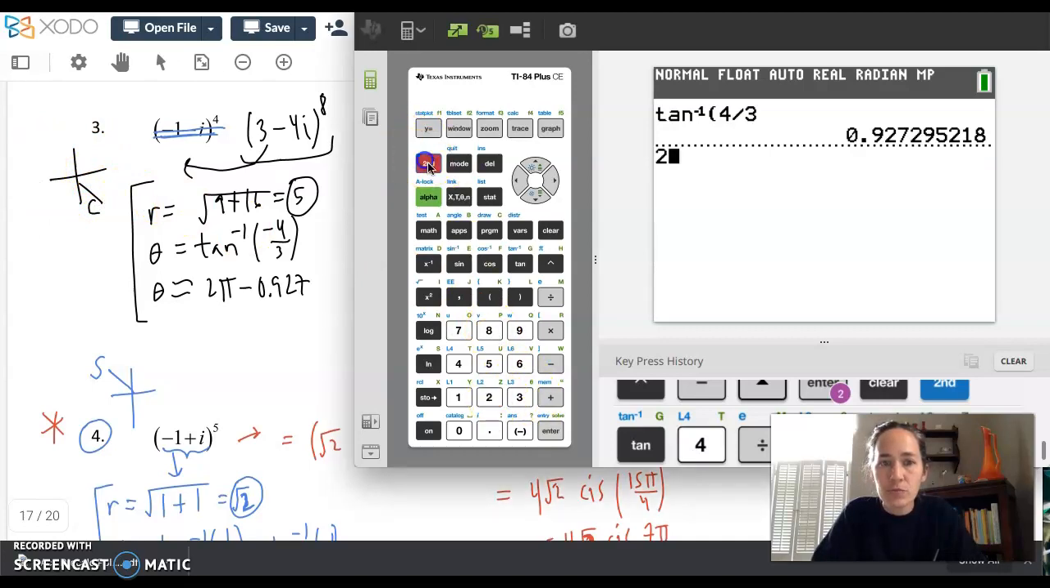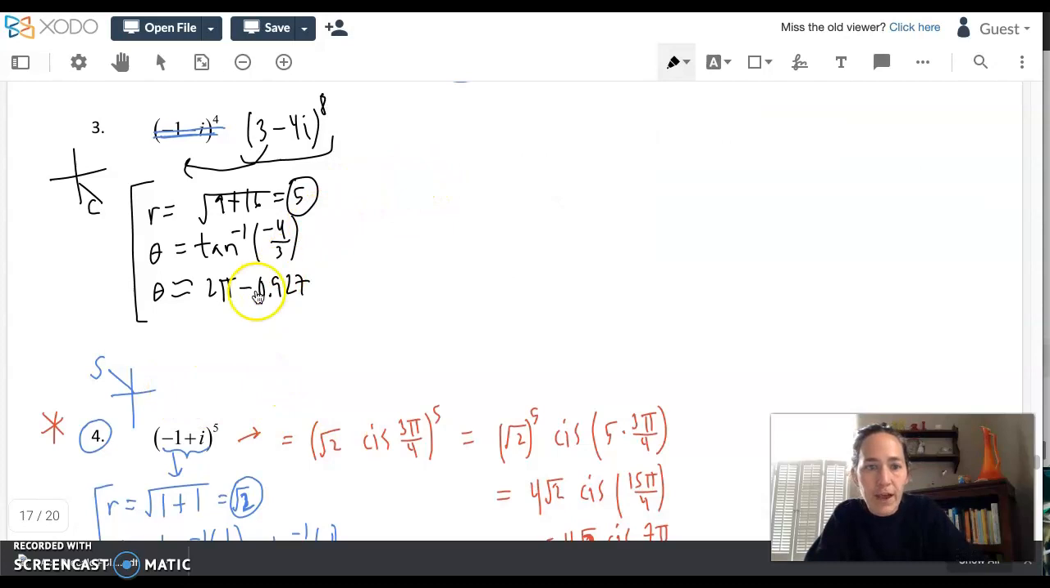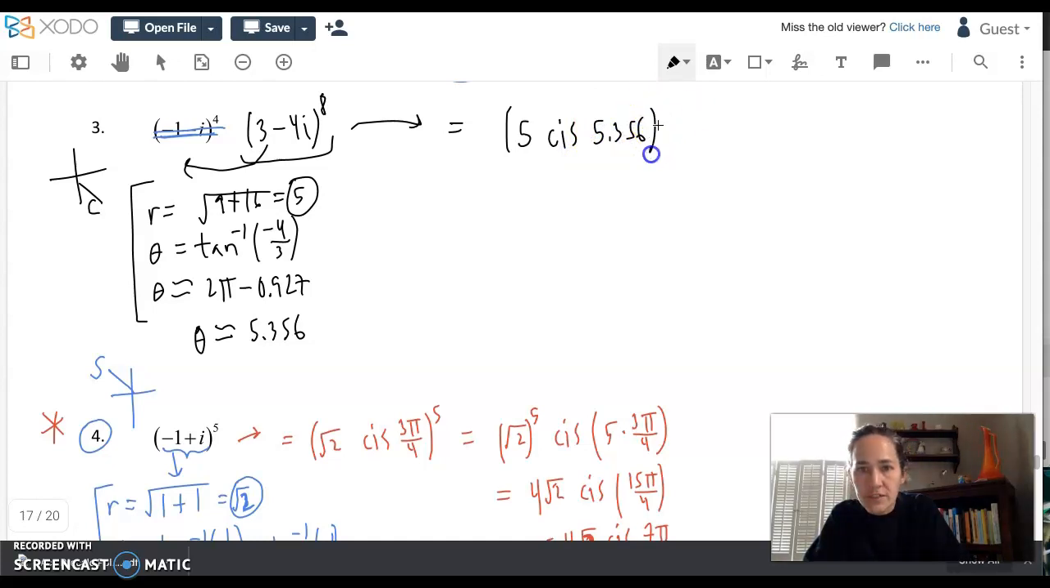Let me type that in. 2 pi minus that value should give you your quadrant 4 angle where the tangent would be negative 4/3. And that gives us 5.356. That's what I wrote here. 2 pi minus that calculator approximation gives you about theta usable for this problem, which is going to be 5.356. And let's go back to the original, and we'll convert to polar form. So we've got 5 as our new r, cis, and then theta is about 5.356 is what we're using, to the 8th power.